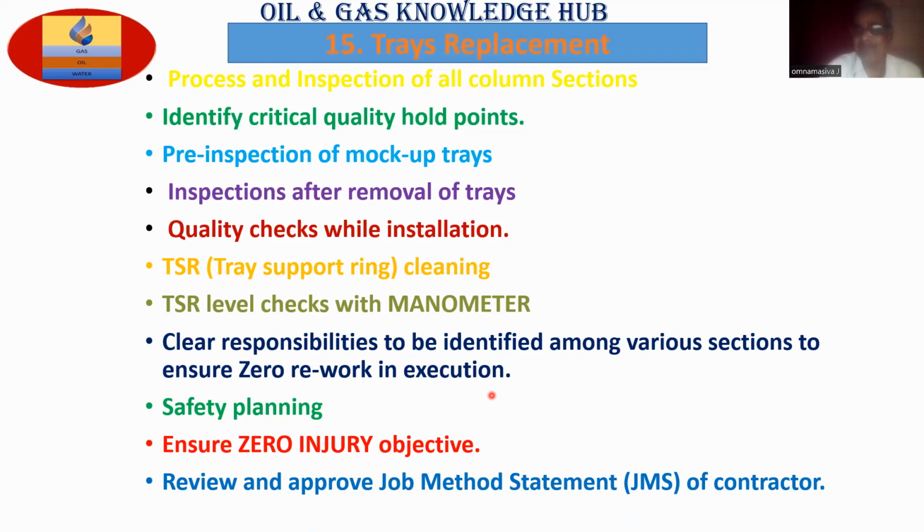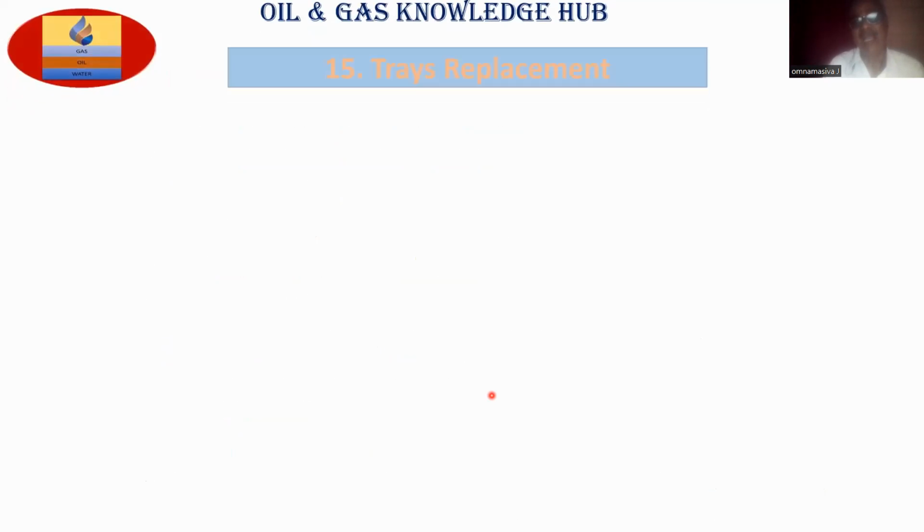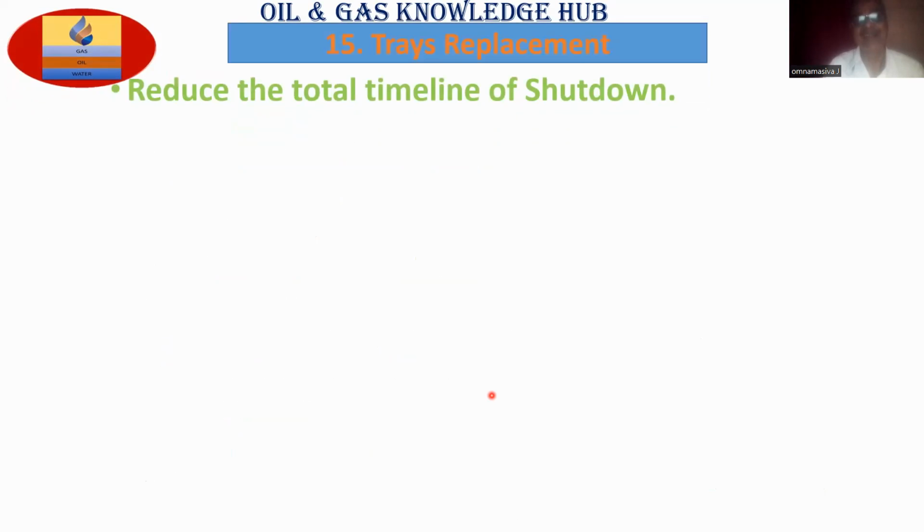Review and approve job method statement of a contractor. If you are employing or deploying a contractor to carry out the job, ensure that you give him the task. He writes the job method statement. You review that and compare with the SOP. If it is in line with the SOP, okay, accept it. If it is not in line with the SOP, ask him to prepare the JMS in line with our approved SOP. Discuss with all group people prior to starting the work. Any doubts, call me and contact me.